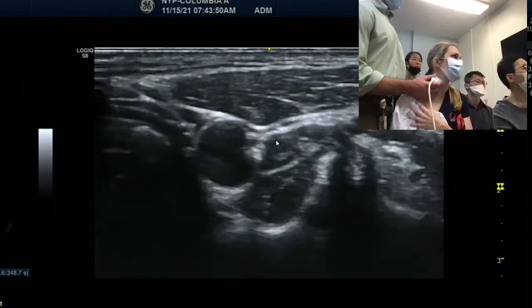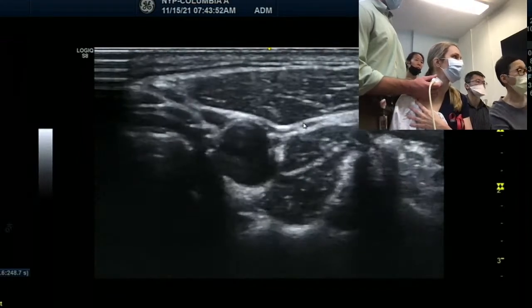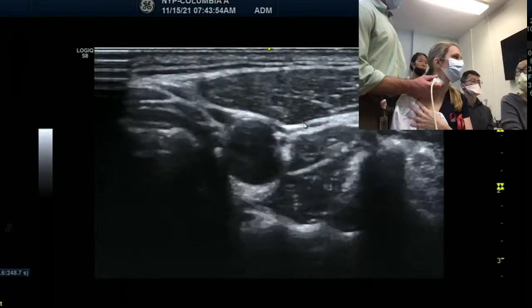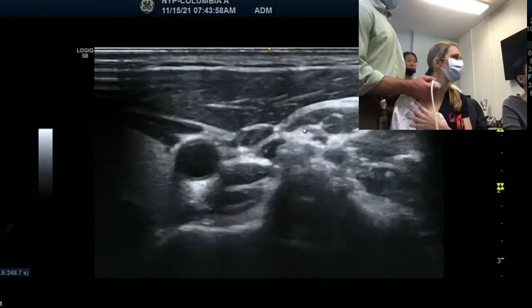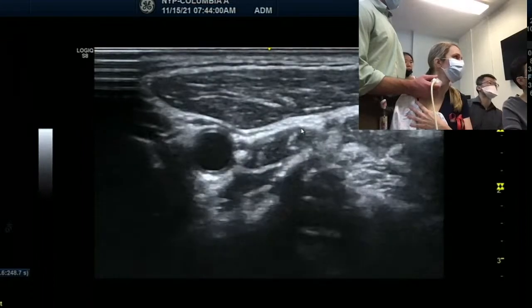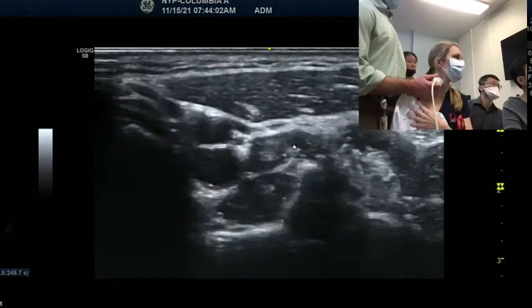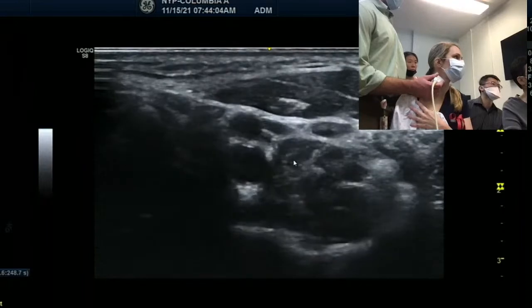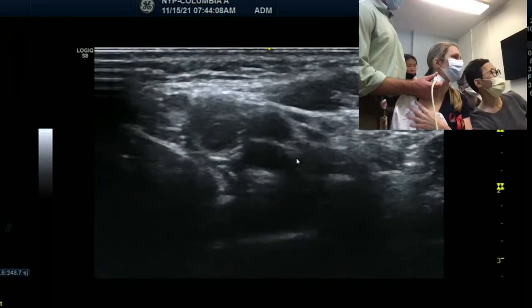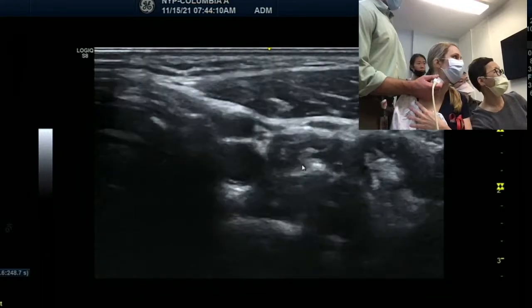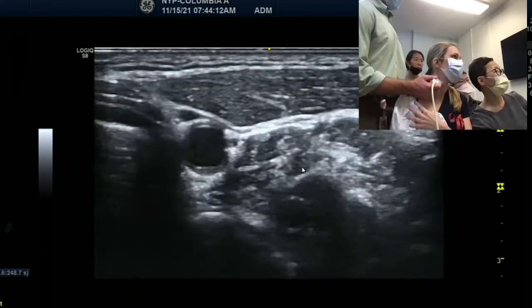carotid. So let's pay attention to the anterior part, because the phrenic nerve is between the SCM and the anterior scalene. Okay. So the anterior scalene is coming, C6, C5. Show me the anterior scalene.